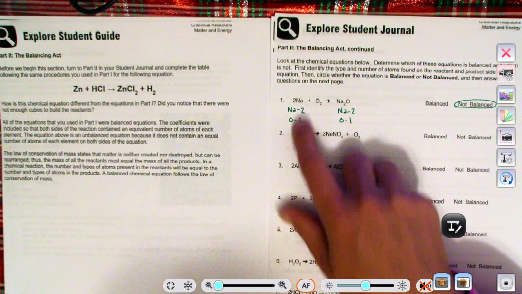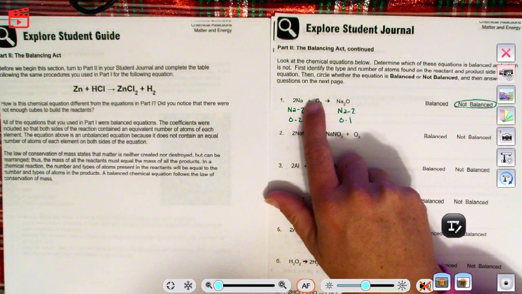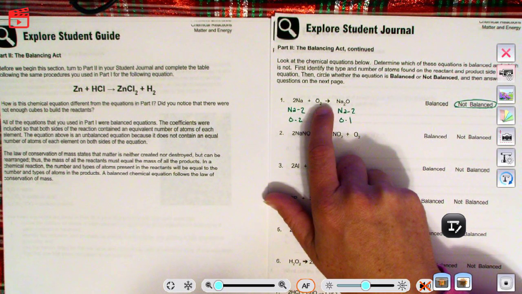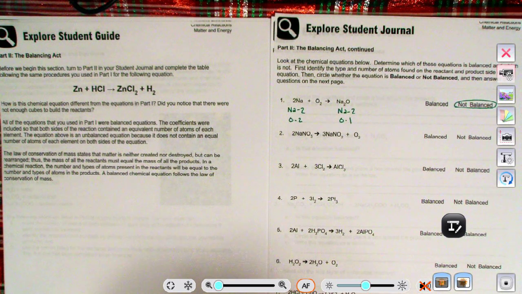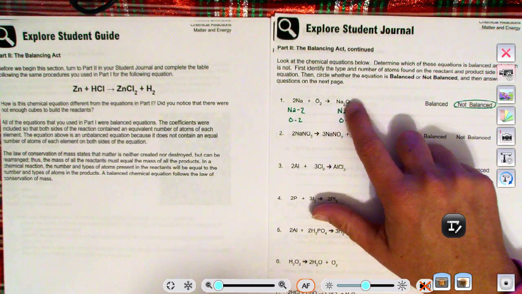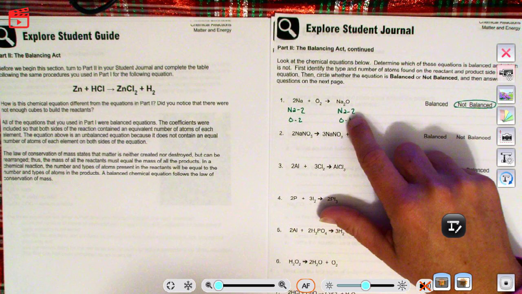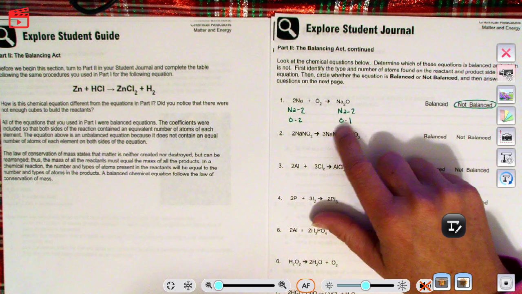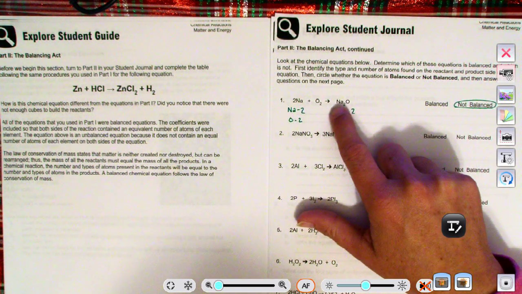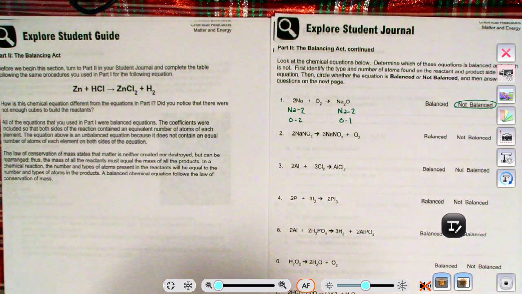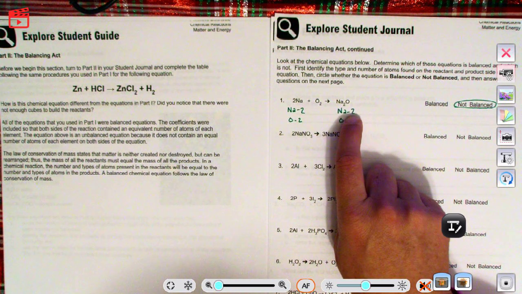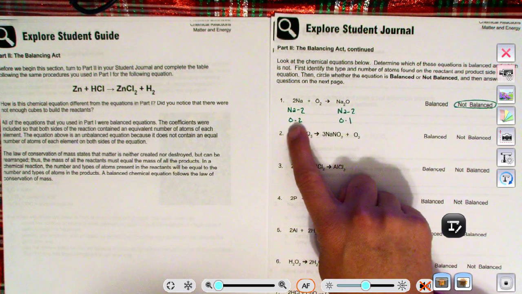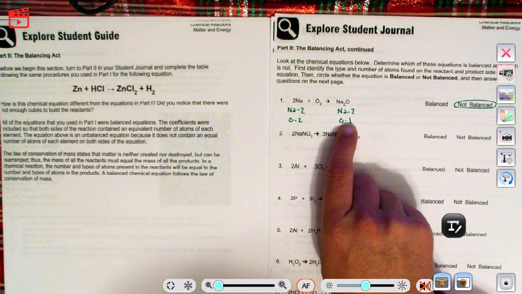so Na is 2. And then we have O2, that subscript tells me I have 2, so I have 2 oxygens as well. Then I go over here, Na, that little 2 back there tells me I have 2. Oxygen, there's nothing in front of it over here or behind it over here, so there's 1. So I have 2 sodiums on this side, 2 sodiums on that side, balanced. 2 oxygens over here, 1 oxygen over there, not balanced. So I'm going to circle not balanced.